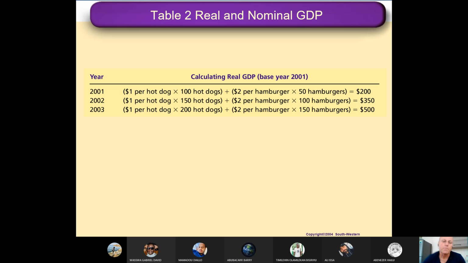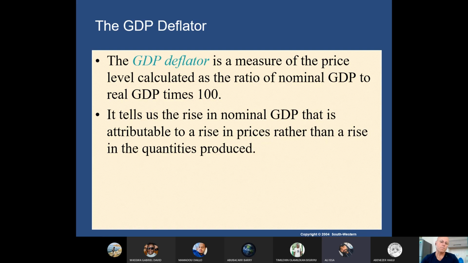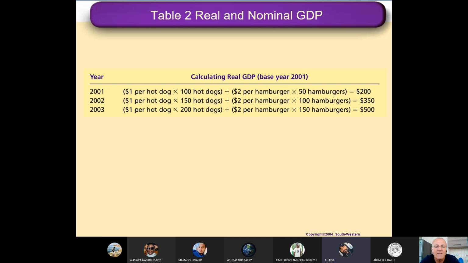You have understood? Yes, Hocam, one thing. When you look at 2001, from $200 to 2003, to how much? $500. How do you interpret this? In the example, from $200 to $500, how do you explain it? Is it good or is it bad?